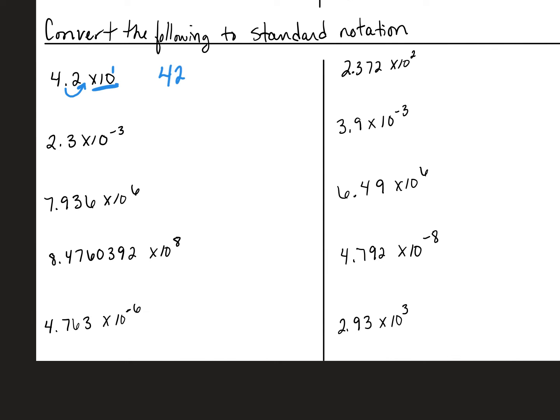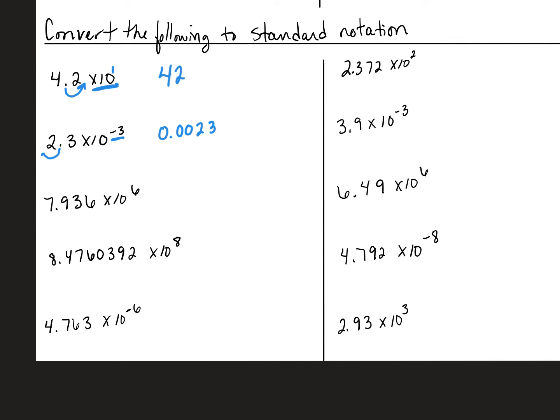But like in the next one, we have to the -3. So what we do is we move it to the left 3 times. So sometimes we have to go back and check too. 1, 2, this would be 3. So let me show you what I mean by checking that.